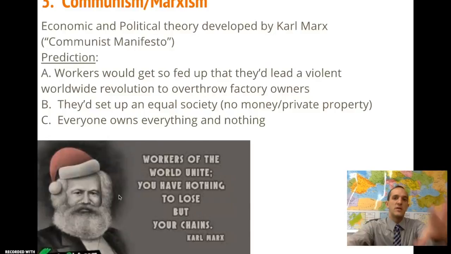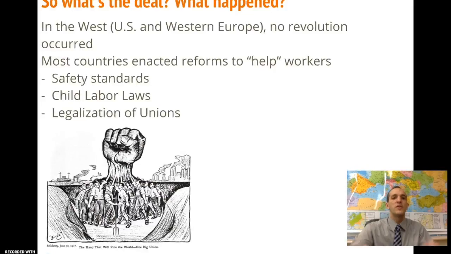This idea of communism and Marxism doesn't really take off in Western Europe, because here's really what happens in Europe. With all these theories coming out, in the West, no revolution is actually going to occur. What we're going to see in the next time period, in 1900 to present synthesis, is that some of this idea of communism is going to take off in places like China and Cuba and North Korea and other countries around the world. Russia especially, where they're going to have these communist revolutions. Most of the Western European and US countries are going to enact reforms to help workers, which in some ways sounds a little socialist, and it goes against the free market economy.